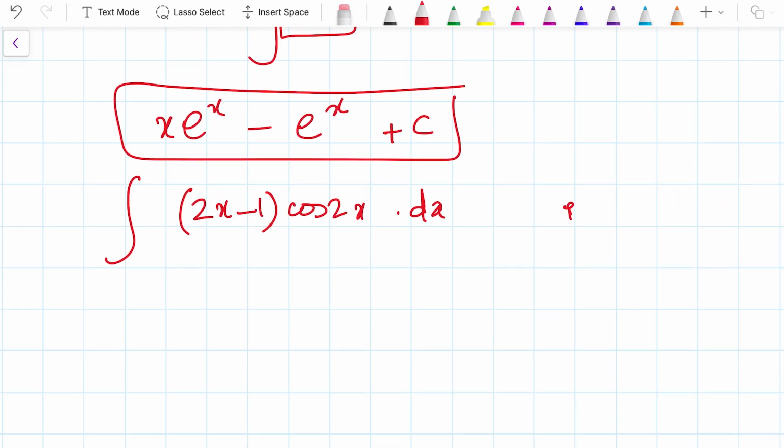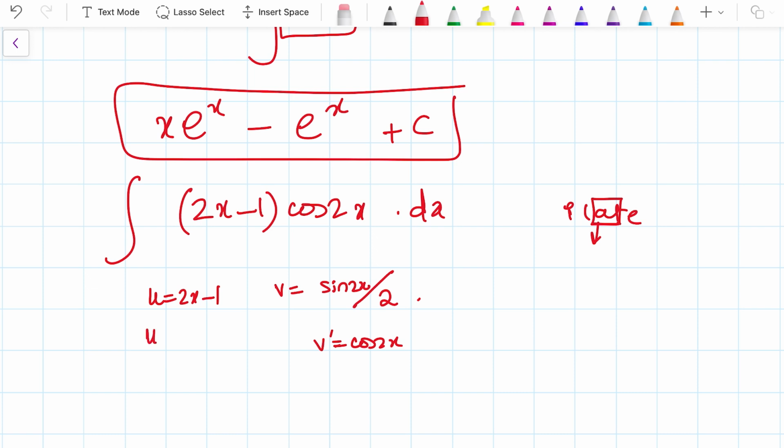Now this is ILATE, an algebra and trig combination. Again, algebra comes first, so we'll take that as u. v bar is cos 2x. The integral of cos is sin 2x divided by 2, the differential of the angle. The differential of 2x minus 1 is 2.